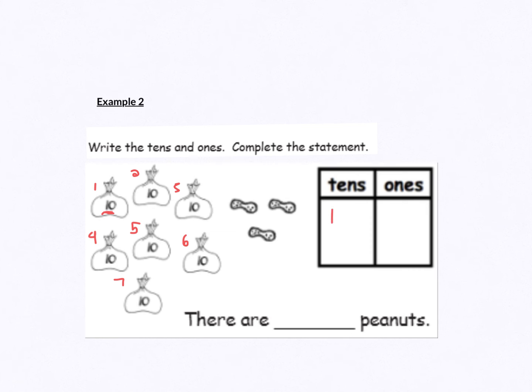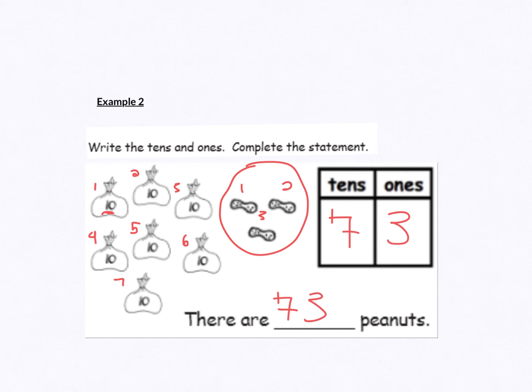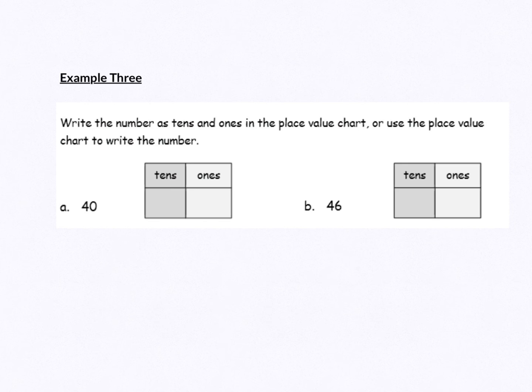So we're going to put that in our 10 spot. And then we have 1, 2, 3 individual peanuts. So that's going to go in our 1 spot. Our statement here says there are blank peanuts. Well, we know that we have 7 groups of 10. So we're going to put that here in 3 groups of 1. So we're going to put that here. There are 73 peanuts in all.